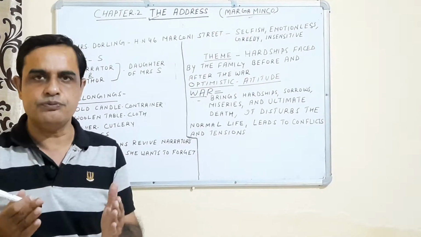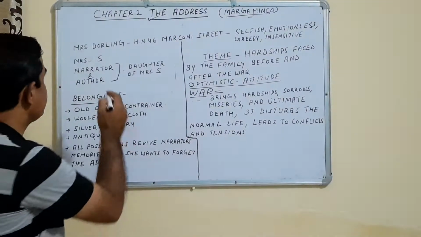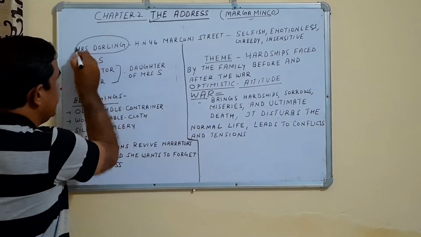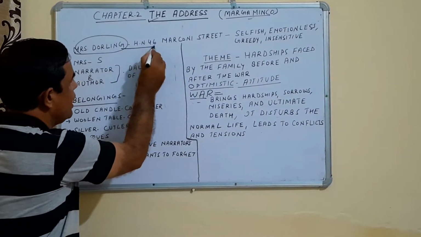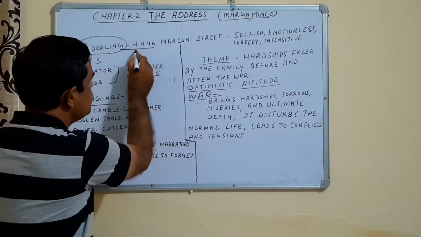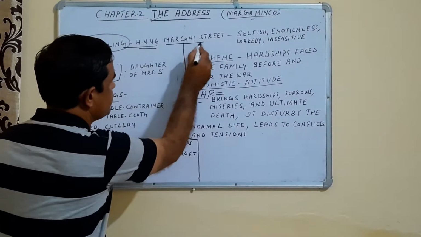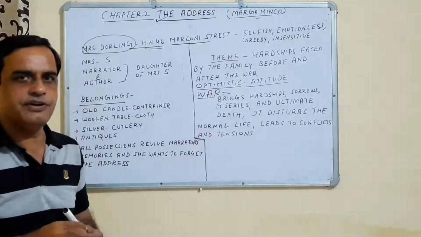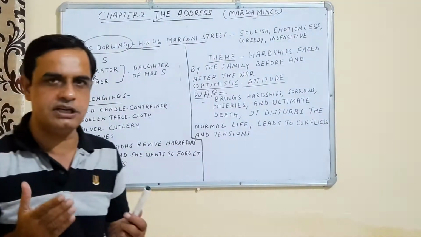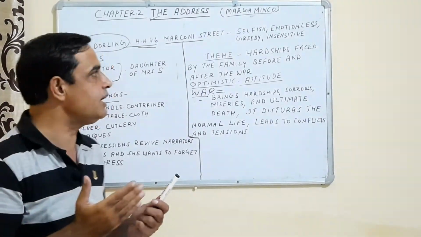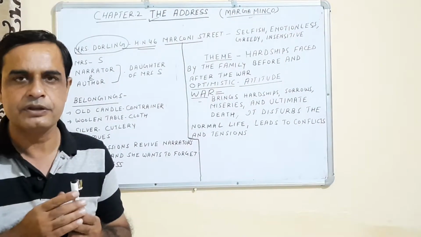The narrator visits the house of Mrs. Darling. Mrs. Darling's character is that she was living at house number 46, Marconi Street. She was a very selfish lady, an emotionless lady, an insensitive lady, and a greedy one.